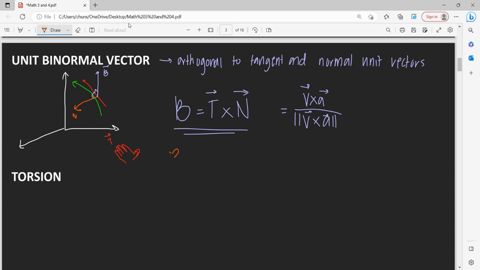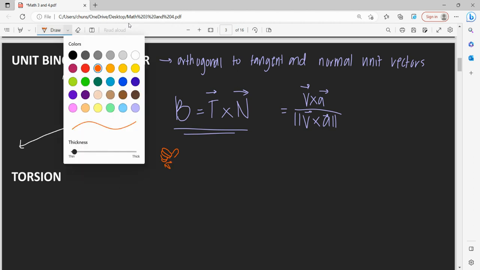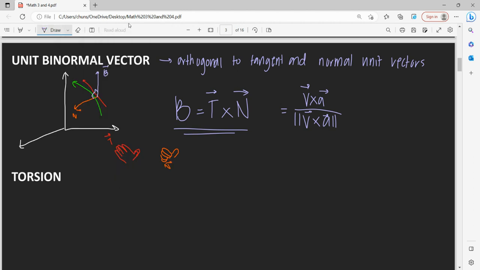And if you were to curve your fingers towards N, you see that your thumb points out, and that represents our B, if you guys can see that.